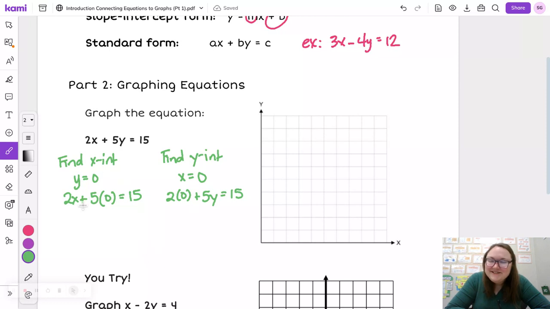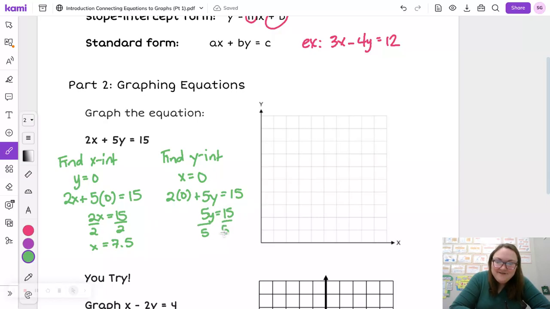When you find your x-intercept, 5 times 0 is 0. That's nothing. So this equation just becomes 2x equals 15. We divide both sides by 2, and we get x equals 7.5. For our other equation, that 2 times 0 is 0. It becomes nothing, and we just have 5y equals 15. Divide both sides by 5, and we get y equals 3.